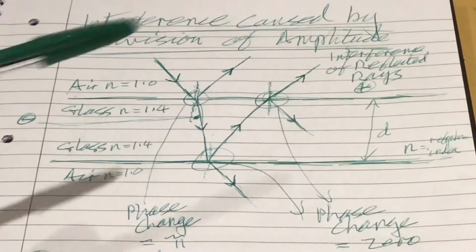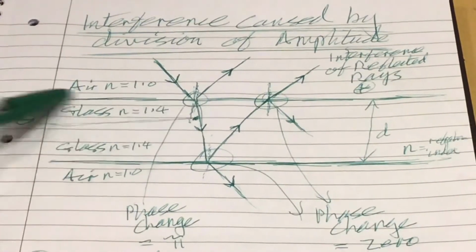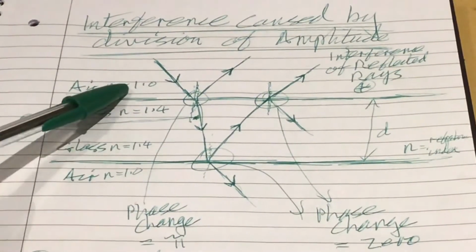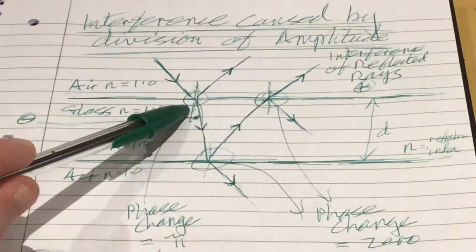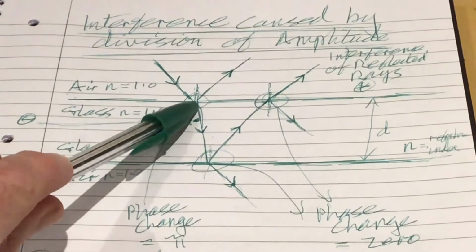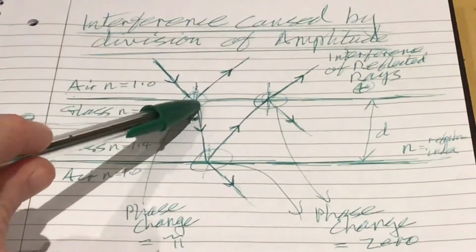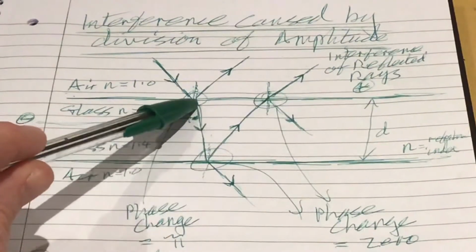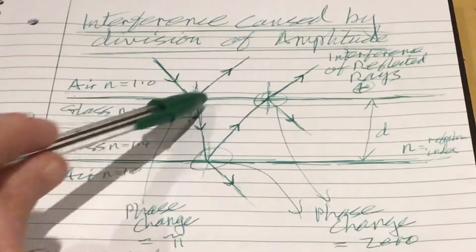So how does that work? We have an incident ray of light coming to the boundary between air and glass, refractive index of the air 1.0, refractive index of the glass 1.4. As we know, at that boundary, some of the light will be reflected and some of it will be transmitted or refracted. So we have a refracted ray and a reflected ray.